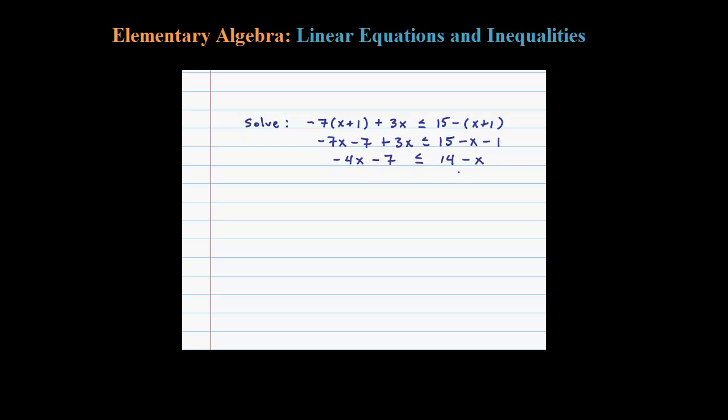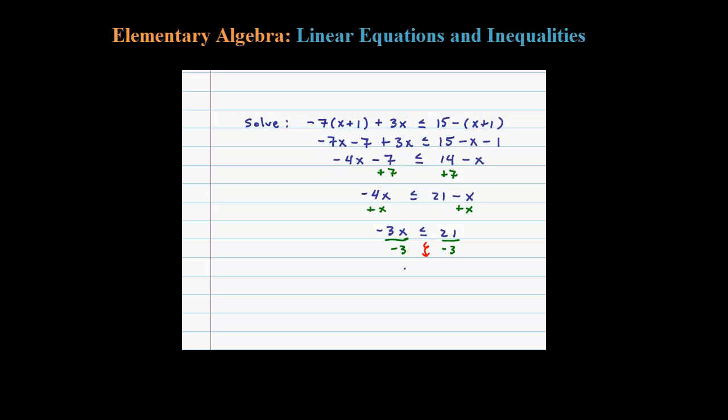Now let's combine our constant term to the right by adding 7. That'll leave us with negative 4x on the left side, less than or equal to 21 minus x. Next, adding the x to the left here, combining those x terms on the left, we're left with negative 3x is less than or equal to 21. Now remember, when you divide or multiply both sides by a negative 3, you have to reverse the inequality.